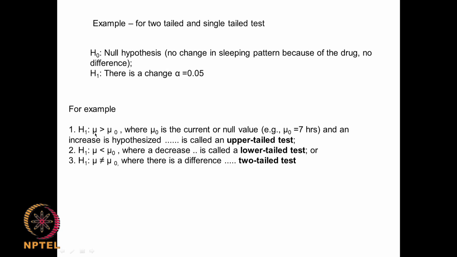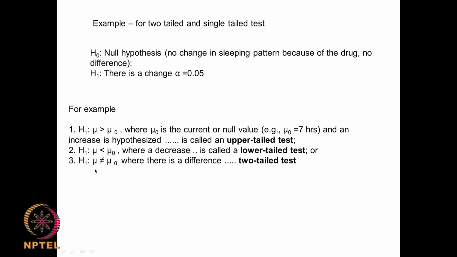Whereas, if you say the new sleeping pattern mu is greater than the old sleeping pattern, mu naught could be 7 hours, so there is an increase in the sleeping pattern, then it is an upper tail test, that is a single tail test. Or mu is less than mu naught, that means the sleeping pattern is less than 7 hours, there is a decrease, then it is a lower tail, again a single tail test. So, in these two situations, your H naught will be mu equal to mu naught, H1 will be mu greater than mu naught or mu less than mu naught, depending upon whether I am looking at the drug enhancing sleeping pattern or the drug reducing sleeping pattern, then it is a single tail test.